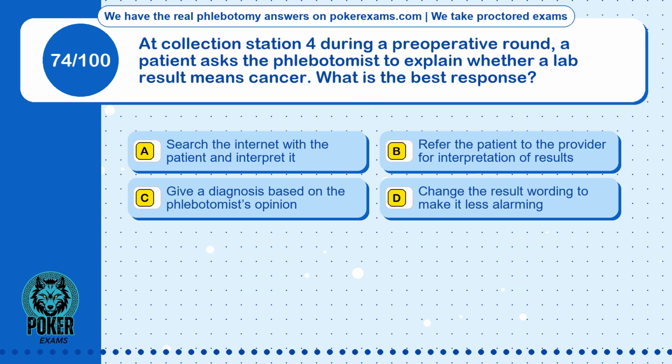Question 74. At collection station 4 during a preoperative round, a patient asks the phlebotomist to explain whether a lab result means cancer. What is the best response? Option A, search the internet with the patient and interpret it. Option B, refer the patient to the provider for interpretation of results. Option C, give a diagnosis based on the phlebotomist's opinion. Option D, change the result wording to make it less alarming.